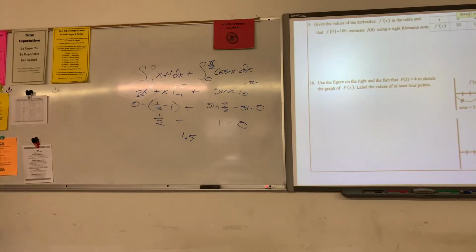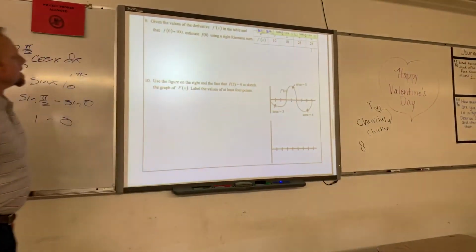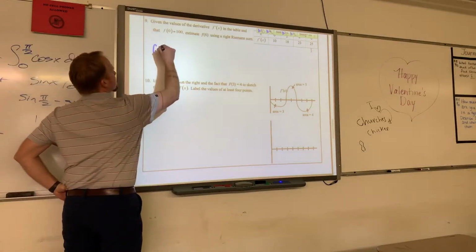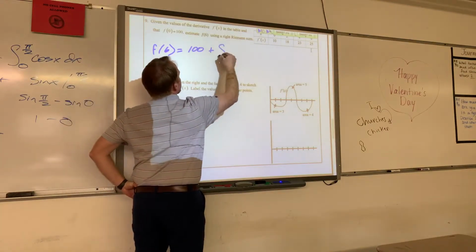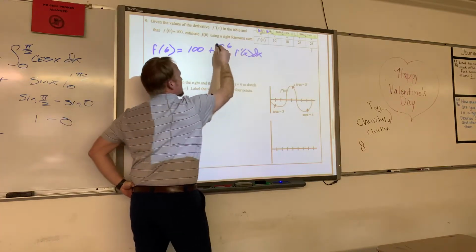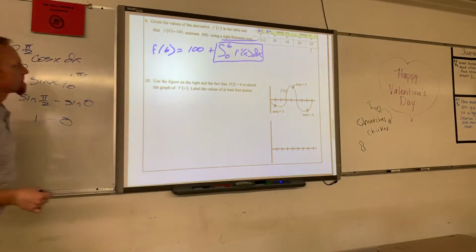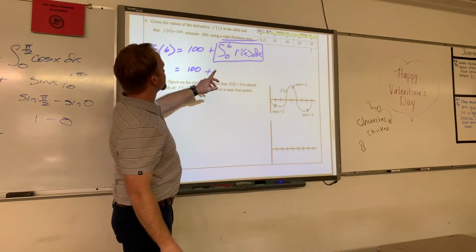All right, number 9, back over to the smart board. We have a table of values for f prime. We know that f of 0 is 100. We want to estimate f of 6 using a right Riemann sum. So that means f of 6 is going to be 100 plus the integral from 0 to 6 of f prime of x. And then it wants me to figure this out using a right Riemann sum. So I've got the 100 and a right Riemann sum.